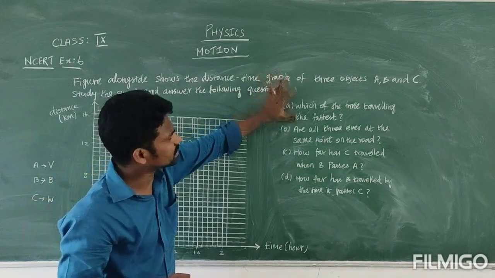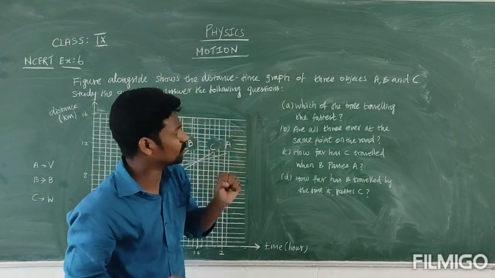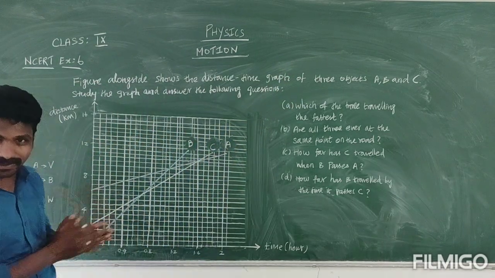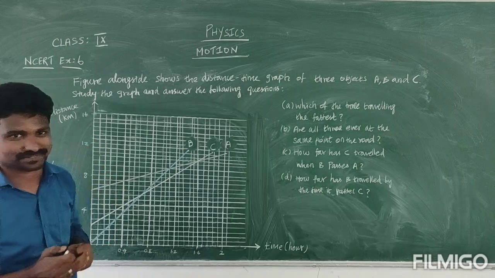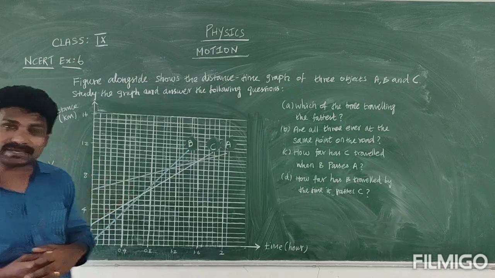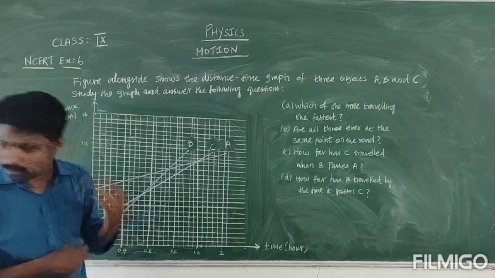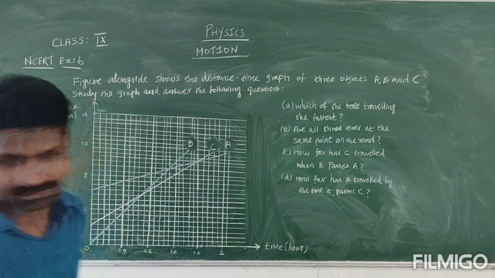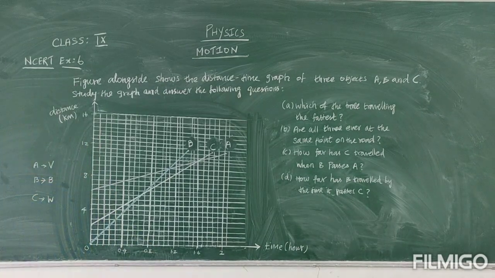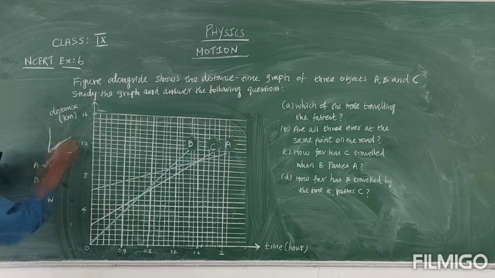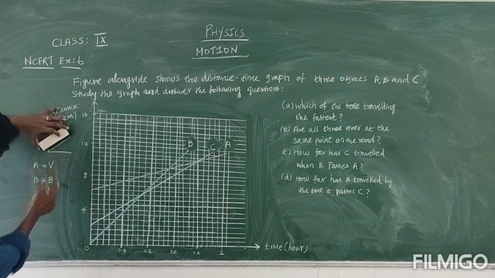First one: which of the three is traveling the fastest? So among these three particles, which is the fastest? You know very well the relationship of the distance time graph: if the slope is more, the speed is more. Wait, I can explain that. For example, this is a slope in a graph.